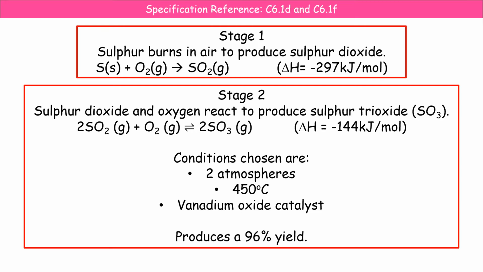We use the catalyst in order to obviously speed up the rate at which the reaction takes place by providing an alternative reaction pathway with a lower activation energy. And because we've already got a yield of 96%, there is no value in increasing the pressure above 2 atmospheres. That would just be expense for very little gain, so we don't bother.